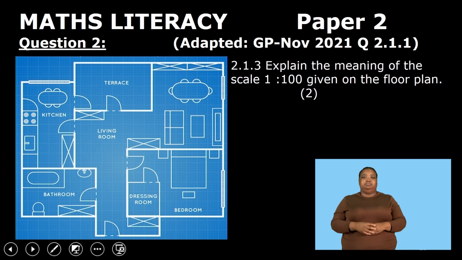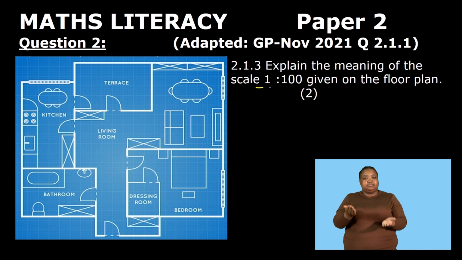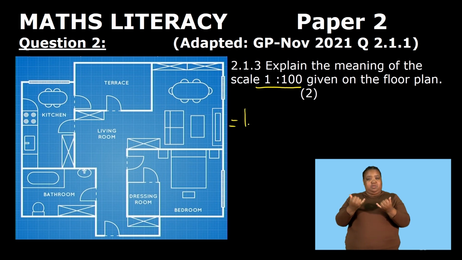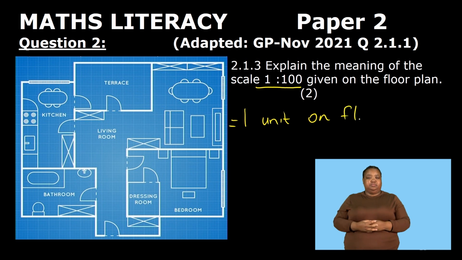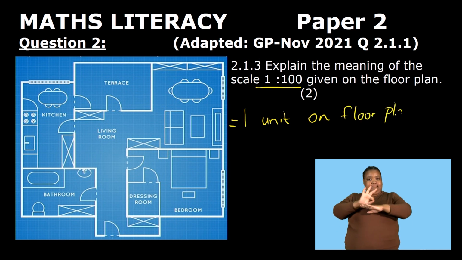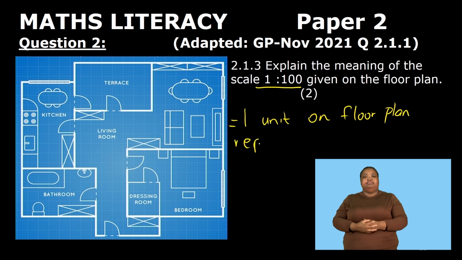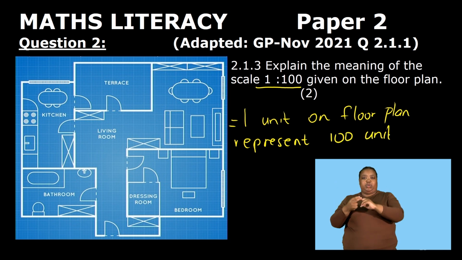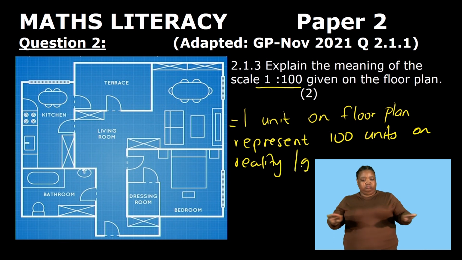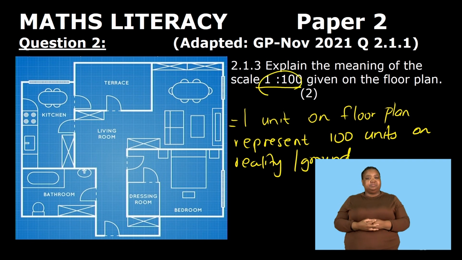Then 2.1.3, explain the meaning of the scale 1:100 given on the floor plan. So when answering this, we can say 1 unit on the floor plan will represent 100 units in reality or on the ground. So this will be your explanation for the given scale.